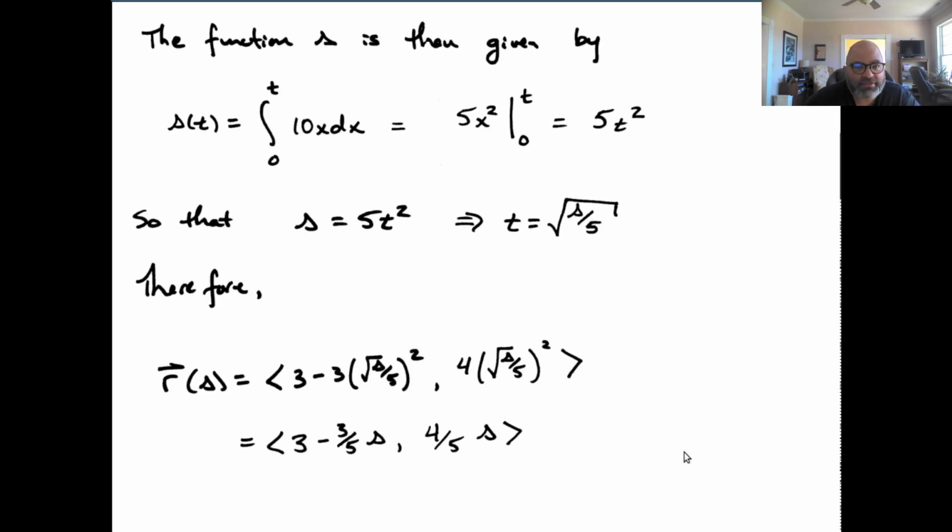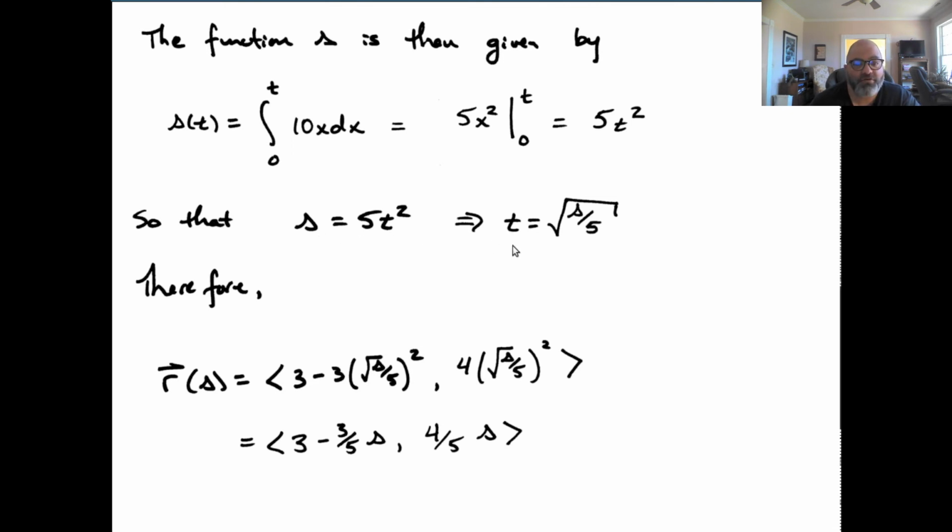Now our function s is given by the integral from 0 up to t of our arc length form, 10x dx. Notice that we've just switched over to the variable x, because inside the integral it's just a dummy variable. Our variable of time is the one we're interested in up here as the upper limit. If we do the integration, the integral of 10x gives us 5x squared from 0 to t, and that ends up giving us a function of s of just 5t squared.